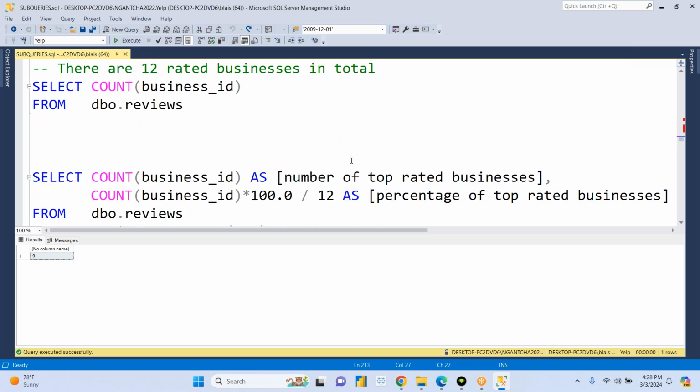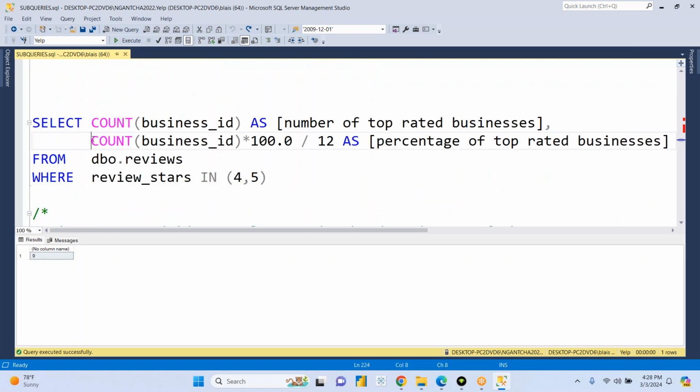And then the second one is the percentage. How do you calculate the percentage of something? The thing divided by the overall, multiplied by 100. So this is what we're doing right here. Take the number of top rated businesses. You have to understand that this condition is playing a role on this. This count goes with this condition. So this is the number of top rated businesses, divided by the total number of businesses, which is 12, and then multiplied by 100. That's how the percentage is expressed. And the fact that this is present is influencing the count.